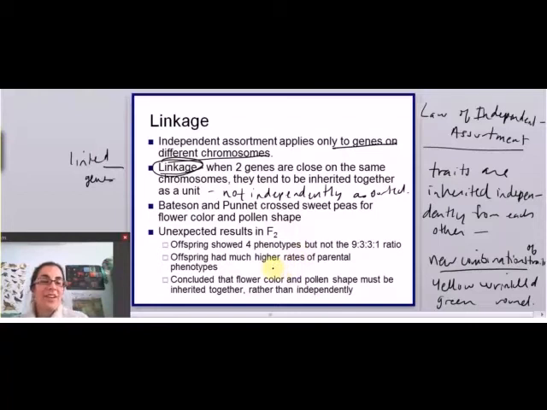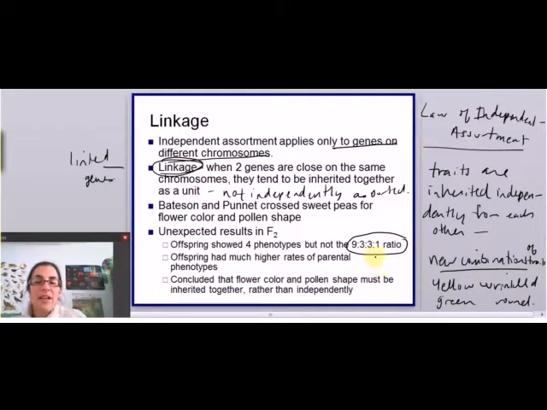One example where they were very surprised to see the law of independent assortment not occurring was when these guys, Bateson and Punnett, were crossing sweet peas for flower color and pollen shape. Again, sweet peas are related to garden peas, but they're going to do stuff a little bit different. So they were going to do a dihybrid cross. And again, remember that at the end of a dihybrid cross, you should expect to see a 9 to 3 to 3 to 1 ratio.